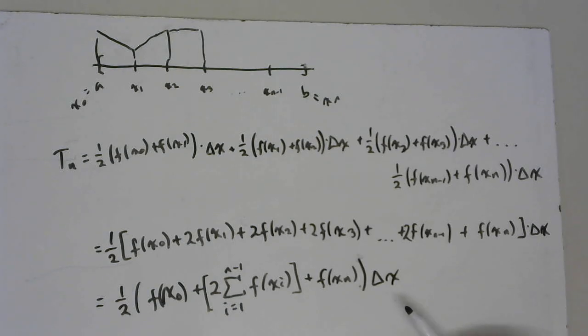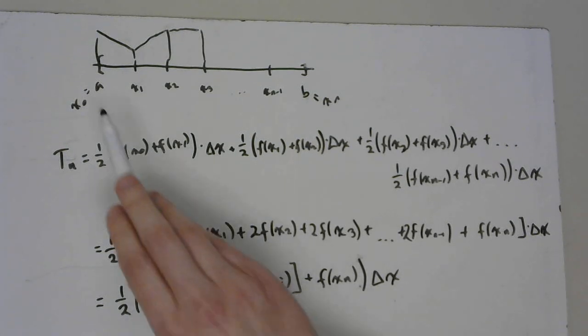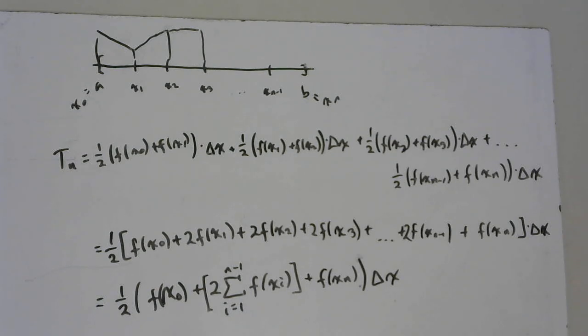So you could think of this as your Riemann sum formula. Personally, I find it easier just to remember that we're multiplying all the middle terms by 2, add on the far left and right endpoints, and then multiply by 1/2 and by delta x at the end.